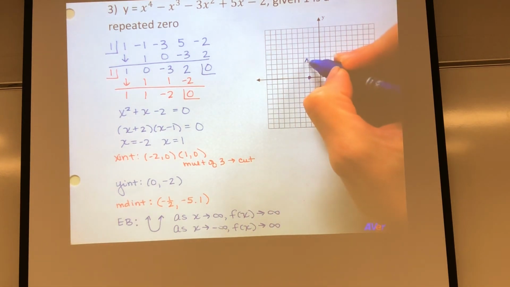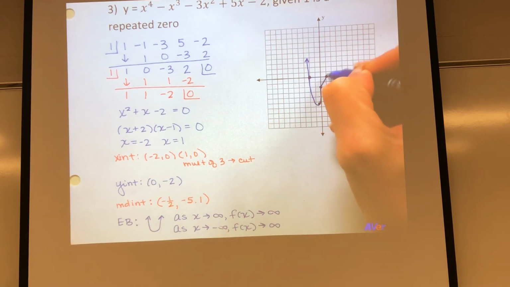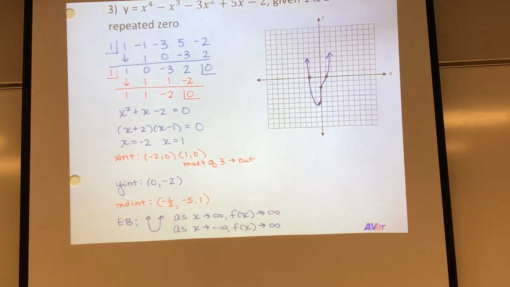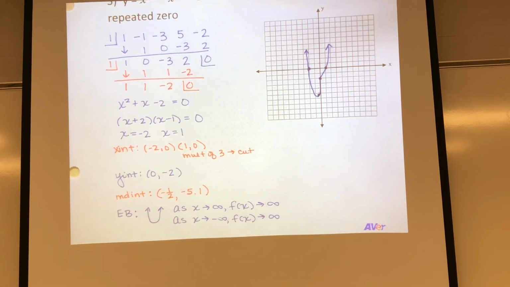So we know it starts up here, goes through this mid-interval, but then kind of has a weird curve before it heads up again. So not a perfectly looking parabola, but the ends look like the parabola. So they are both heading up, and it just has some weird curves in the middle. And that's all for 3.4.